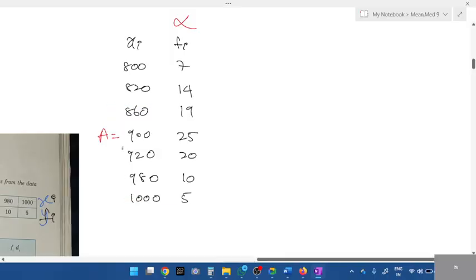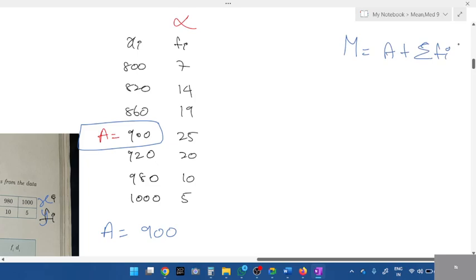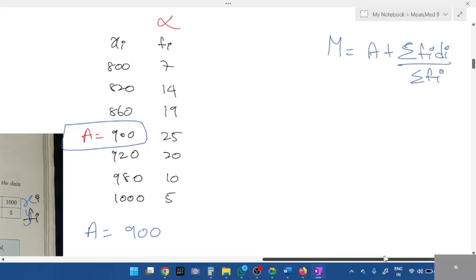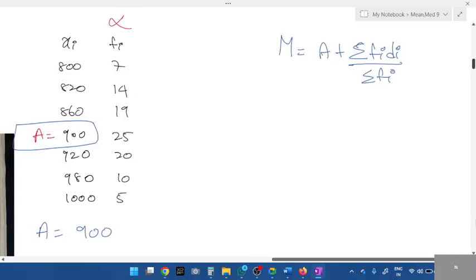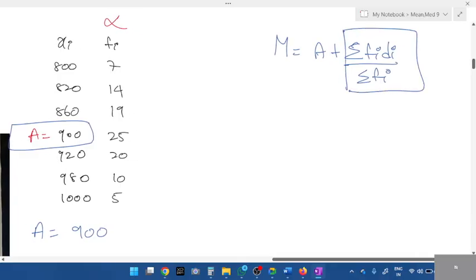But now we have odd numbers, so exactly 900 is in between. A is equal to 900. Mention it below the table. Next, what is the formula, Anya? Mean is equal to A plus summation of fi di divided by summation of fi, students. A is separate. All of you remember this. A is separate, this is separate.